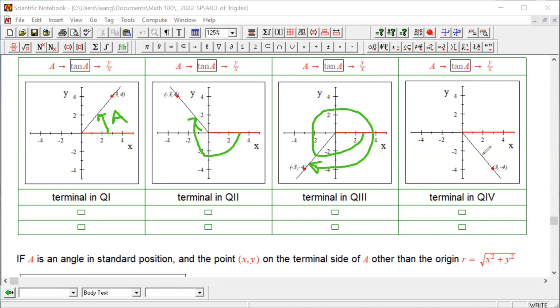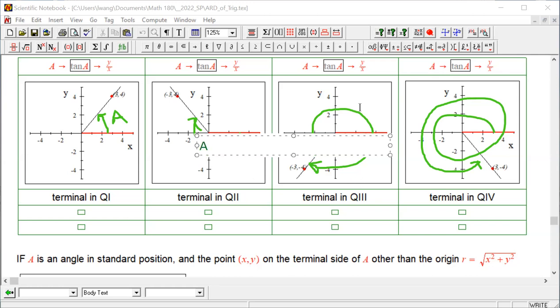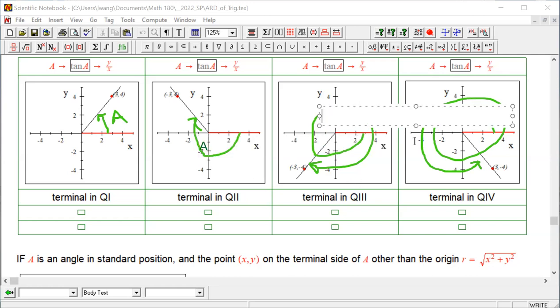It could also be that one, counterclockwise. All of these are possible. So these are the other angles. This angle is A, this is a possible angle A, and this angle is A. What matters to determine the ratio is the terminal side. The terminal side could terminate in the first quadrant, second quadrant, third quadrant, or fourth quadrant.